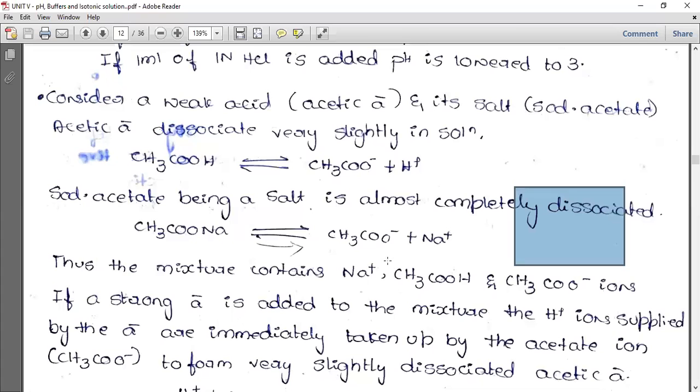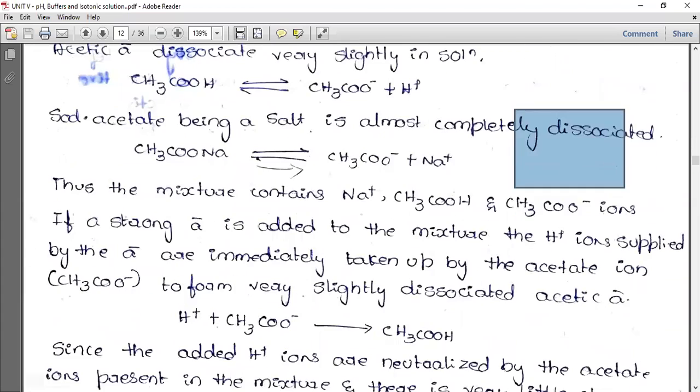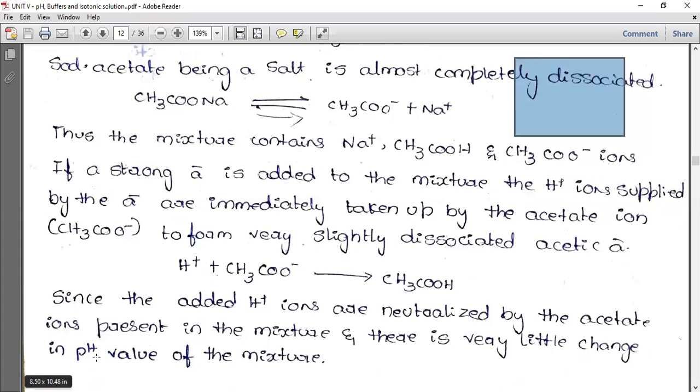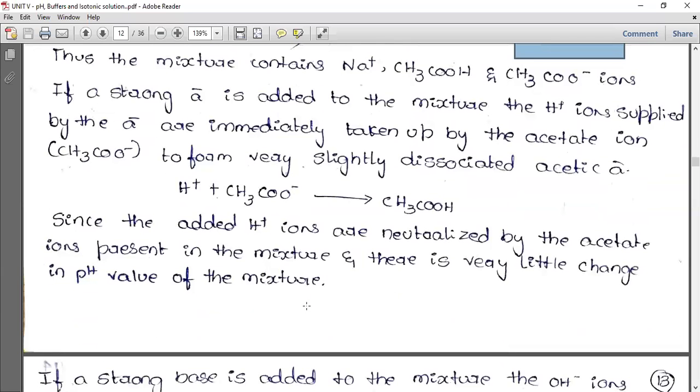What happens now? H plus and CH3COO minus combine together to form what? To form acetic acid. So this acetic acid is again slightly soluble. So H plus ion is combined with acetate ion to give acetic acid. This acetic acid is a weak acid which will slowly dissociate. Therefore, you do not find much change in the pH. Since the added H plus ions are neutralized by the acetate ion present in the mixture, there is very slight change in the pH that would take place. Is it clear?